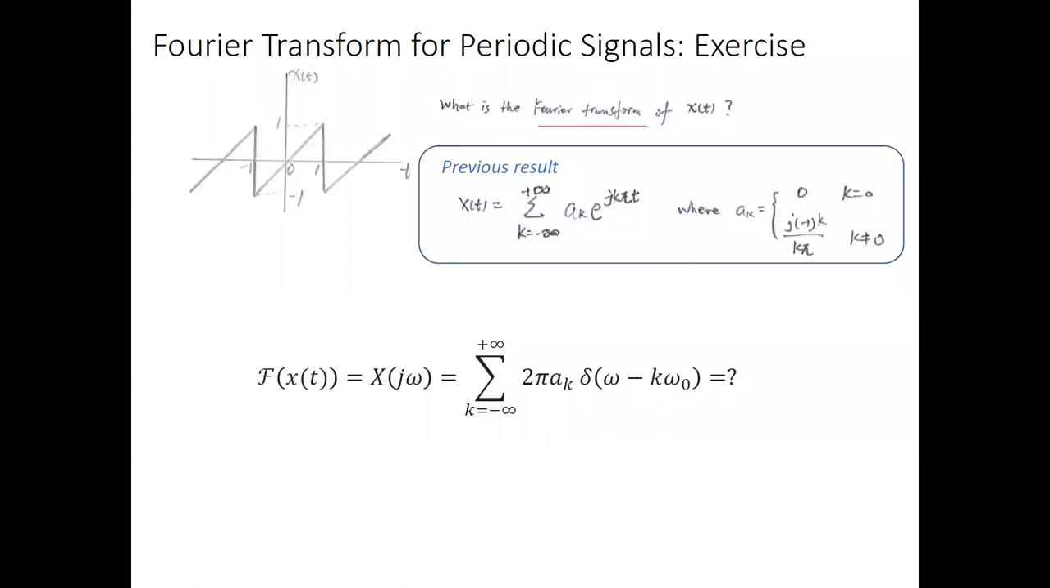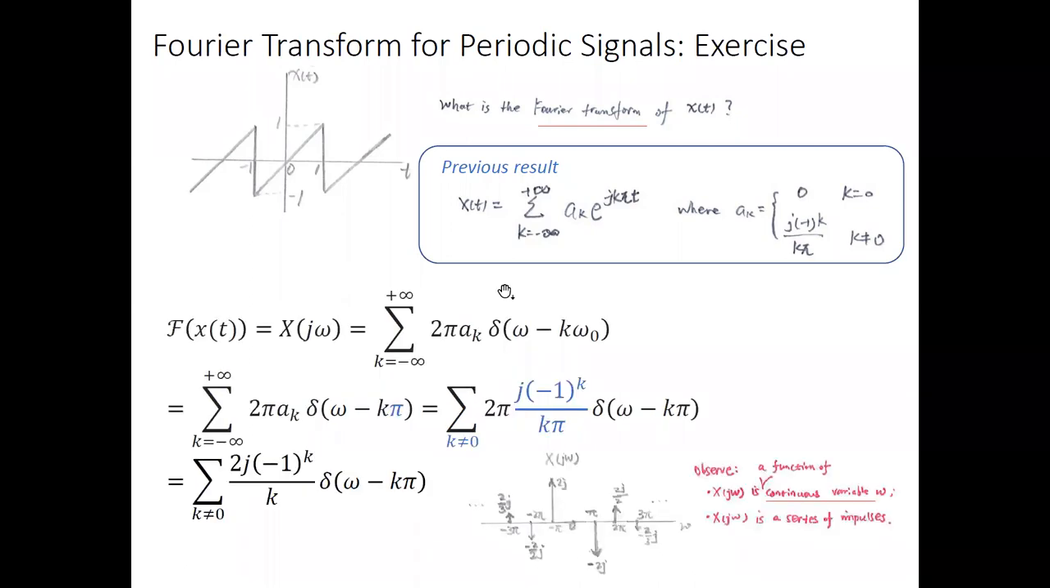Okay, let's look at the result. The procedure is quite straightforward, just replacing a_k with what we already obtained from Fourier series. One thing I forgot to mention is that for this particular case, you can observe the fundamental period is 2, right? From minus 1 to 1 is a period. Therefore, the fundamental frequency omega 0 is 2 pi divided by 2, which is pi. That's why we have pi here.